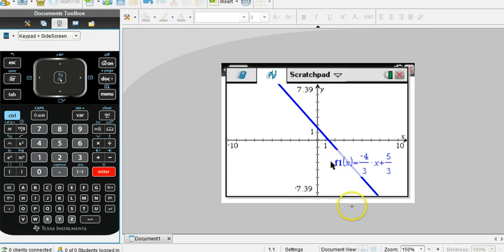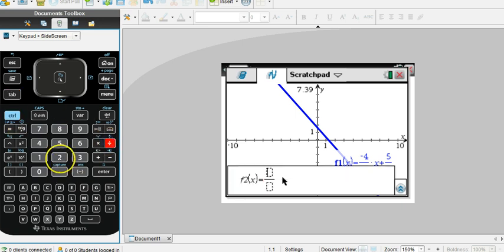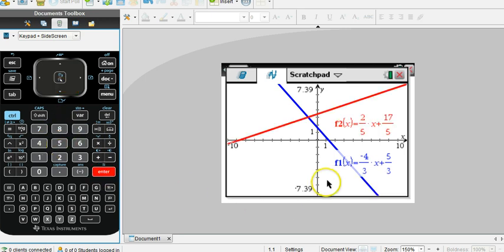So it just graphed it on my calculator, graphed it blue. It doesn't really matter what color it does. And then let's go ahead and type in the other one now. So over here below, two buttons below the escape key, it says tab. So go ahead and hit tab, and it'll let you type in another equation. So it was 2/5 x plus 17/5. And then hit enter to graph it. And mine, it graphed it in red.